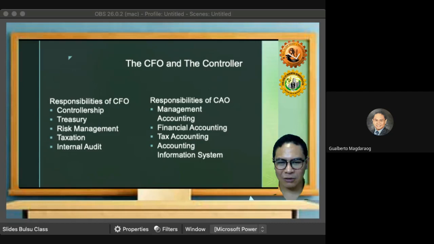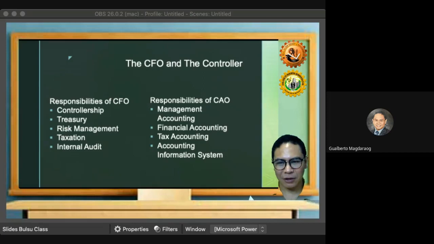Okay, next is CFO or Chief Financial Officer and the Controller. Sa isang organization, the highest position for those who are working in the finance department, such as tayo, accountant, management accounting, treasury, controller, at kung ano-ano pang mga positions na may kaugnayan sa finance, ang highest position that we can attain is being a CFO or Chief Financial Officer. In other organizations, they call it Vice President for Finance or other terms, but this one is the highest, Chief Financial Officer.